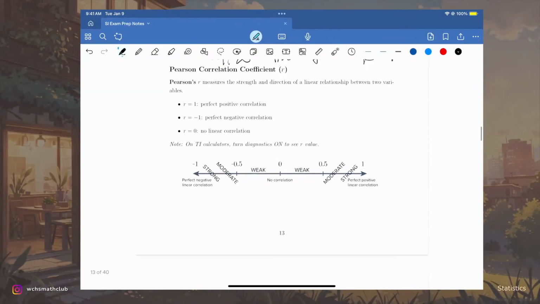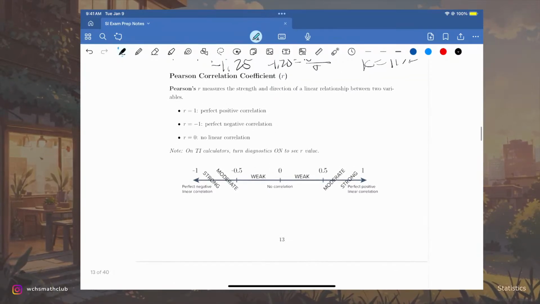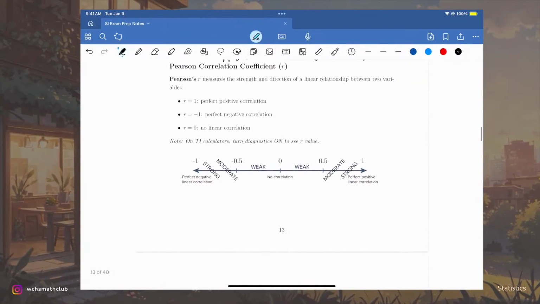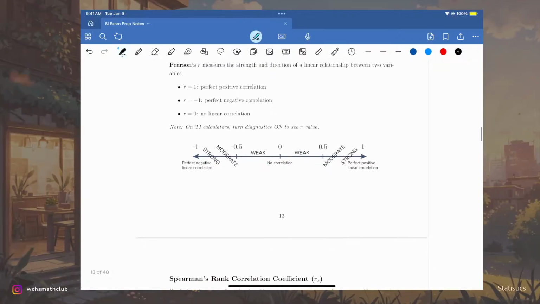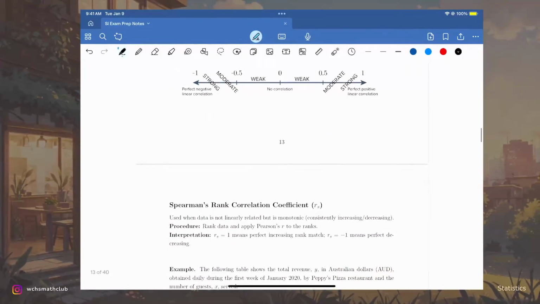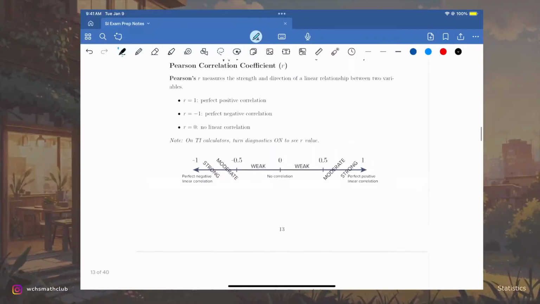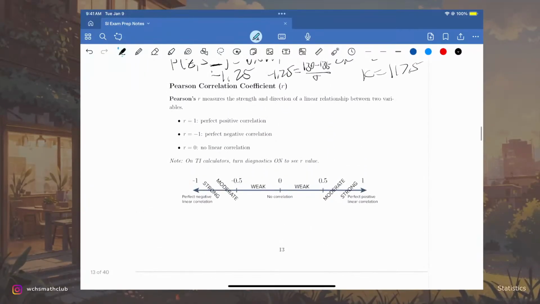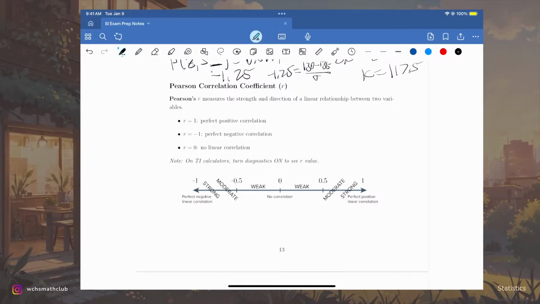Okay, now comes more calculator work. We have a Pearson correlation coefficient and a Spearman's ranked correlation coefficient. And these are two ways to measure how close the data is to a single line. And we also have to probably talk about linear regression here.